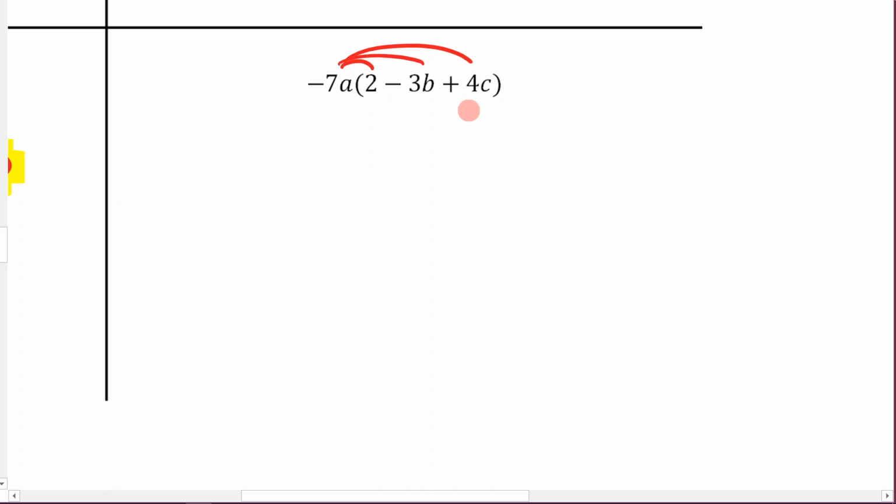All right, so to do this, we're going to get negative 7a times 2, which is going to be negative 14a. Negative 7a times negative 3b. So this time I have a negative and a negative, which is going to become a positive. And then it's going to be 7 times 3 is 21. Then I have an a and a b. Then I come to my next one. So I'm going to get negative 7a times 4c. So it's going to be negative 28ac. Because I've got an a, I've got a c. 7 times 4 is 28. Perfect. And those are my answers.